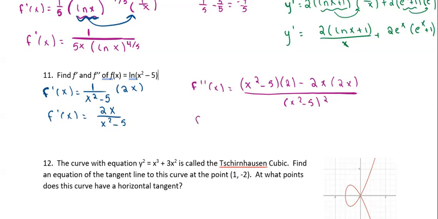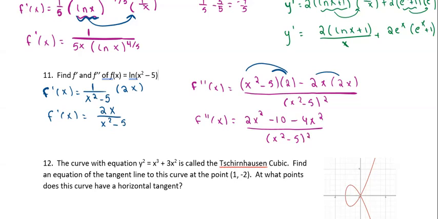This one's not too bad to try to simplify. Sometimes they get pretty bad to try to simplify, and then I'll argue, don't bother. But this one's not so bad. We can distribute this 2, and we can multiply the 2x's together. It'll clean up okay. So we have 2x squared. Here we would have minus 10. And then here we would have minus 4x squared. And the denominator, we're just going to leave that alone. And this we can clean up one step farther, the 4x squared and the 2x squared. Because they have the same exponent and same power, we can simplify. So that'll look like negative 2x squared minus 10 all over x squared minus 5 quantity squared. And that will give us our second derivative.